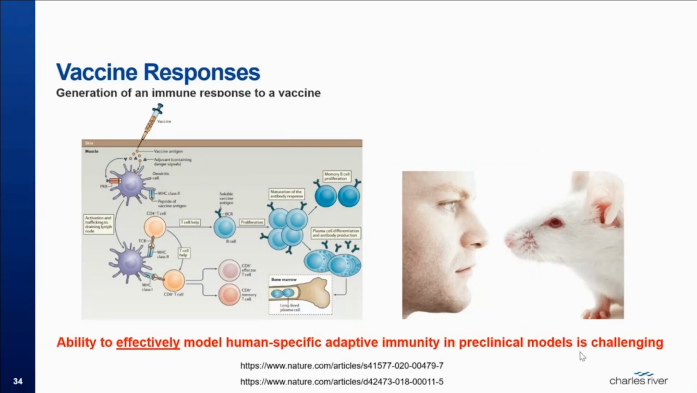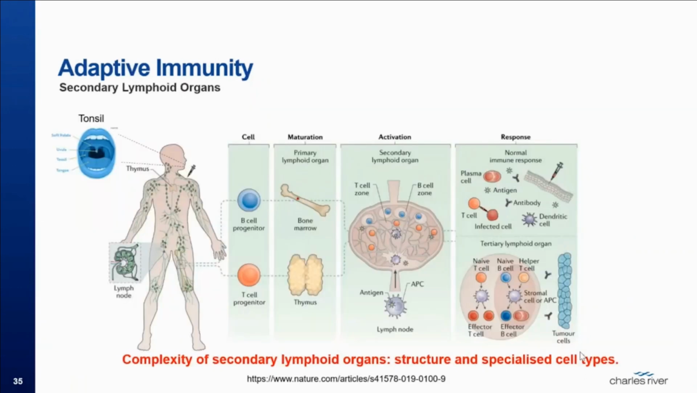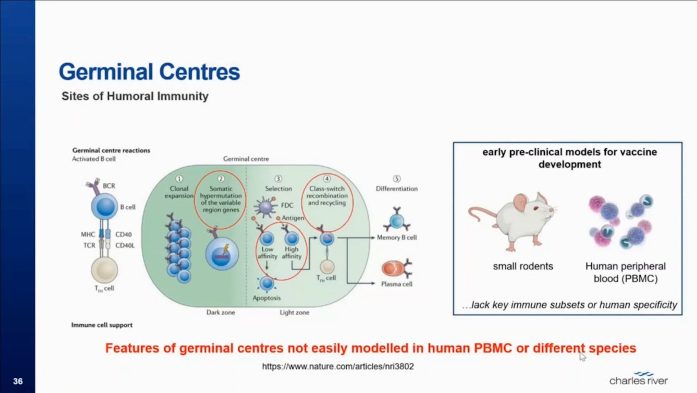And in both cases, you will get memory responses too, where you can potentially prevent reinfection. And part of the reason is that those immune responses happen in something called secondary lymphoid organs. So things like tonsils and lymph nodes. And what you can see from these pictures is these are really complex, highly specialized organs. And if you hone in a bit more into where the B cell responses happen, for instance, within those organs, you can see it's a highly orchestrated and complicated set of processes.